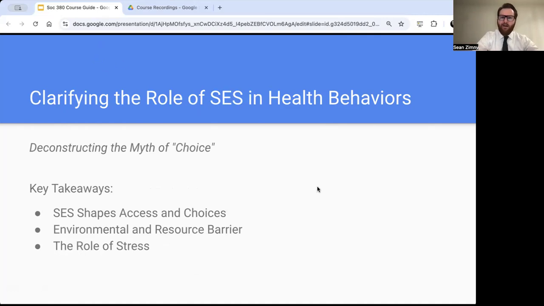Clarifying the role of socioeconomic status in health behaviors. One, let's deconstruct the myth of quote unquote choice. Again, the reading here explains that while behaviors like smoking or a poor diet might seem like personal decisions, they are very much shaped by external factors. People with more resources can afford to make healthier choices more easily. That's what I want you to get out of this and really hit home there.